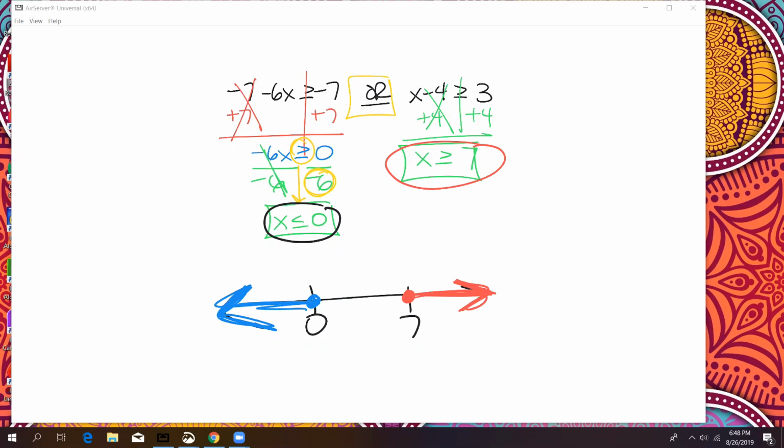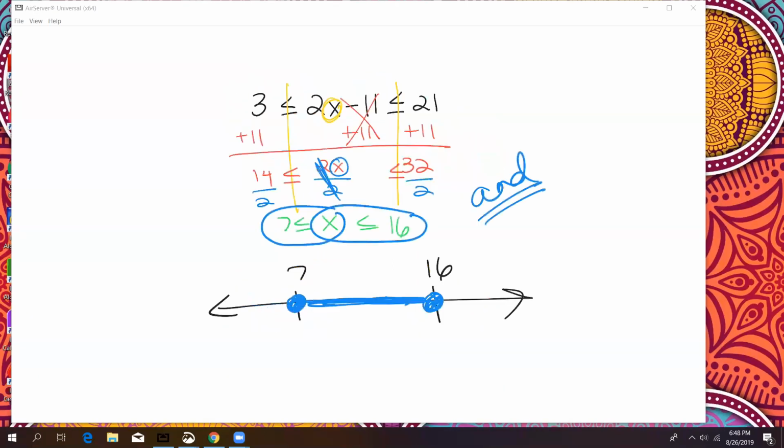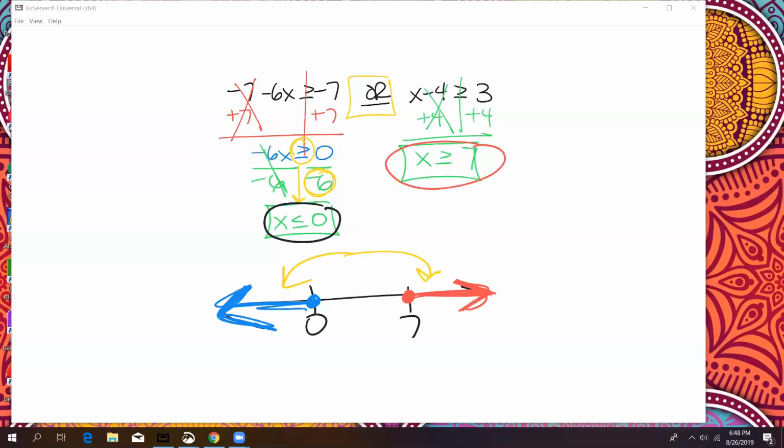So this is an or because there's not a number that's going to satisfy both conditions. It's got to be one or the other, because you're not going to have a number in both places. It can only be greater than or equal to 7 or less than or equal to 0. Whereas here, you do have, like the number 9, for example, that satisfies both conditions. Here, if I've got the number 10, that only satisfies one condition. It's not going to satisfy both. So that's the difference between the and the or.